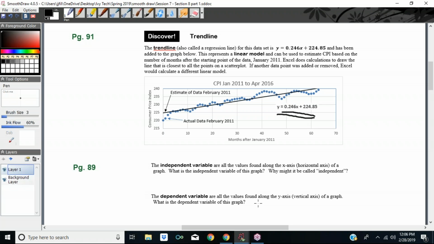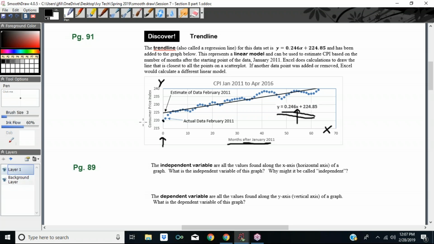Now I want you to notice this graph. Notice how the months start at 0. This is the months after January 2011. So we're counting from January 2011, which is this dot right here, and then the months after it. So when we put the value in for the x, that x is representing the number of months after January 2011. So x is the values along the horizontal, and y is the values along the vertical. The y is the consumer price index value.